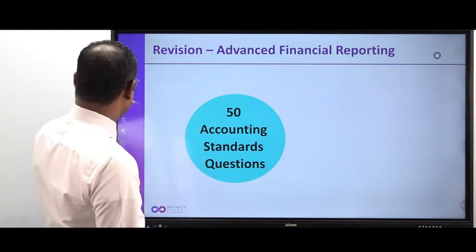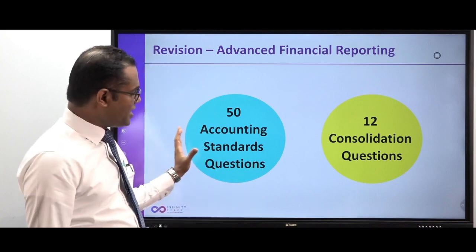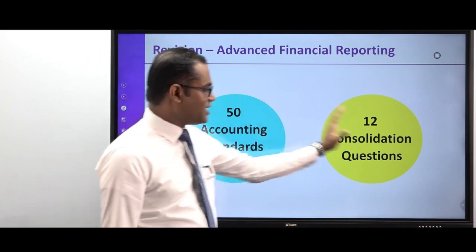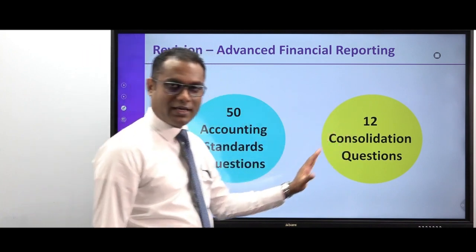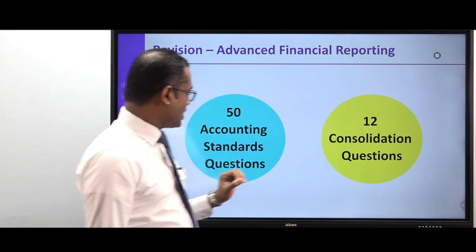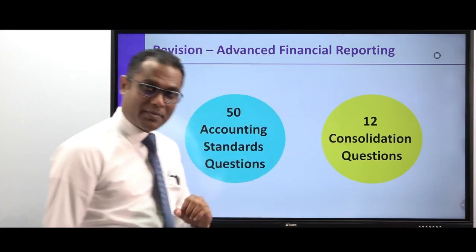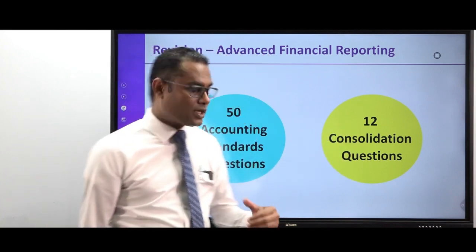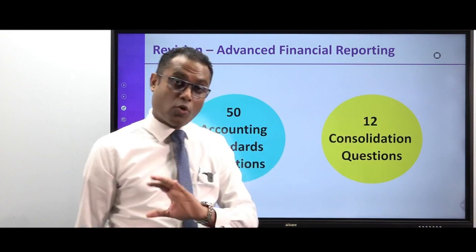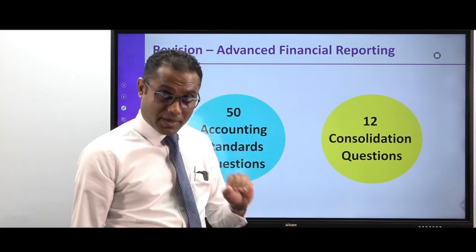Plus 12 consolidation questions. Which means by the time of the examination, you'll be super ready, because you have answered 50 exam type accounting standards questions and 12 exam type consolidation questions. Yet again, the consolidation questions are taken from all the past papers in the SL1 syllabus, right?